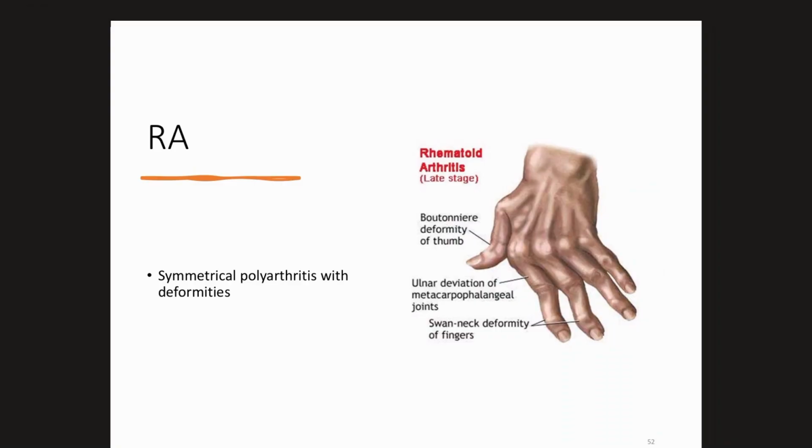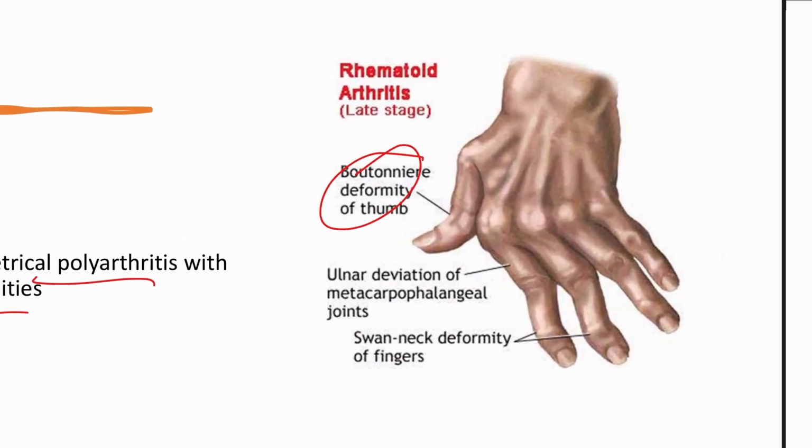So again, symmetrical polyarthritis deformities, boutonniere deformity of the thumb, that's what that looks like. Ulnar deviation of the MCP, or MTP joint, sorry. And swan neck deformity of the fingers. So those are the three things that kind of go along with the hands. Boutonniere deformity of the thumb, ulnar deviation of the fingers, the proximal joint, and then swan neck deformity of the distal phalanges.